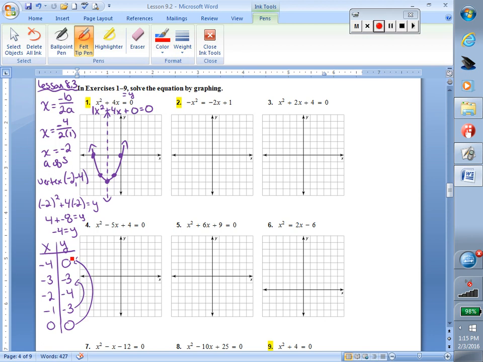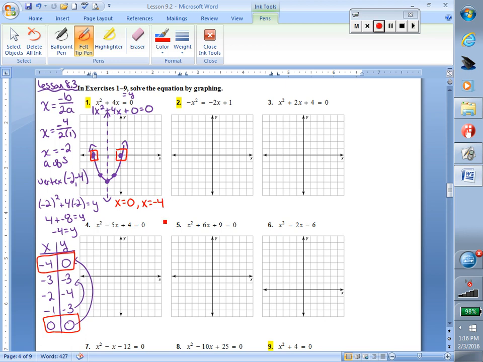My x-intercepts, you could get them from the table if you wanted to. You can also get them from the graph. Your solutions to the equation are the x values of the x-intercepts. So my solutions to number 1 are x equals 0, x equals -4.